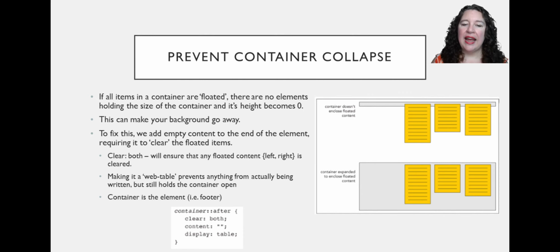That's why we can add in this after element to our footer and allow that footer background to come across, which is really useful when your footer background is like a darker color and your text colors are lighter. You don't have to change the background colors of all of your items. You can just change the text color of your element. Just make sure you prevent the container collapse.